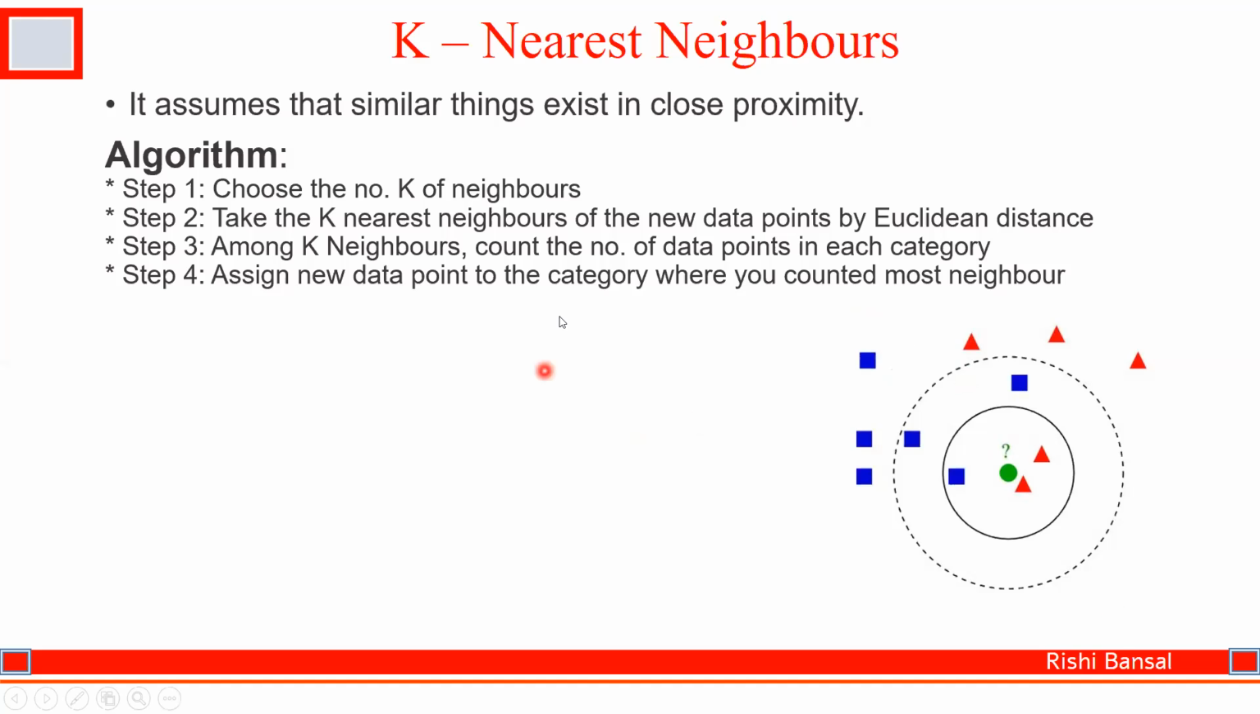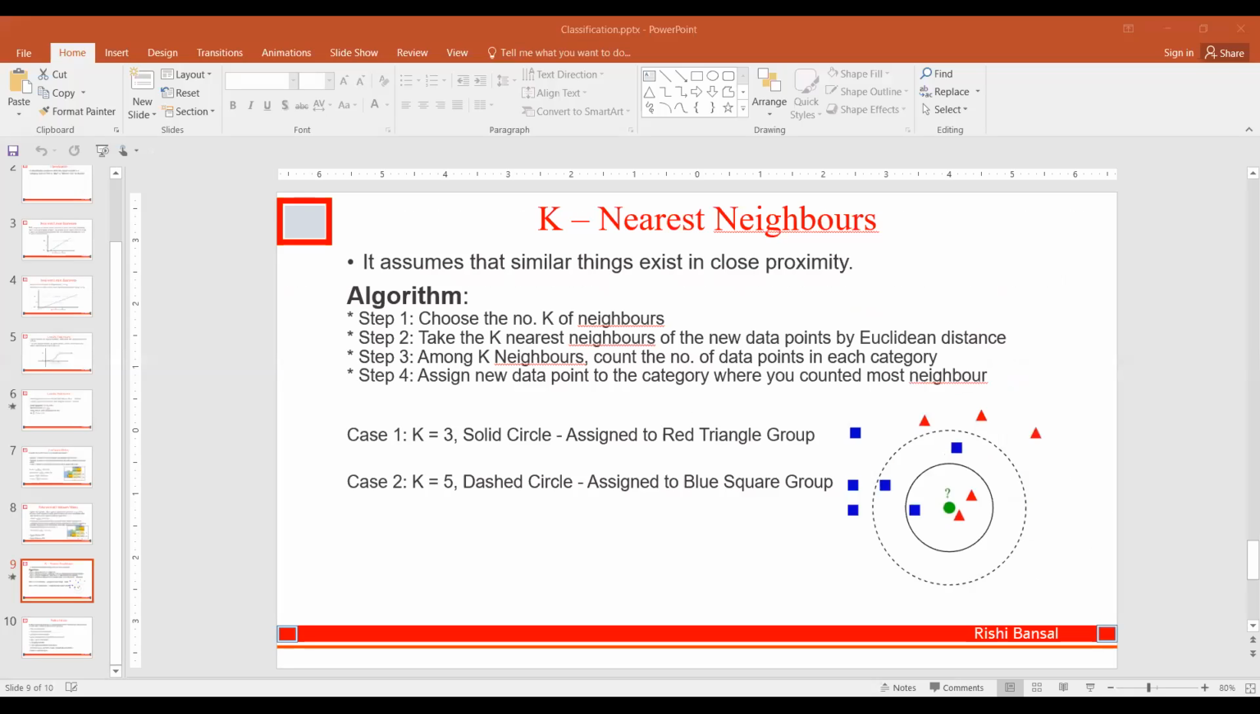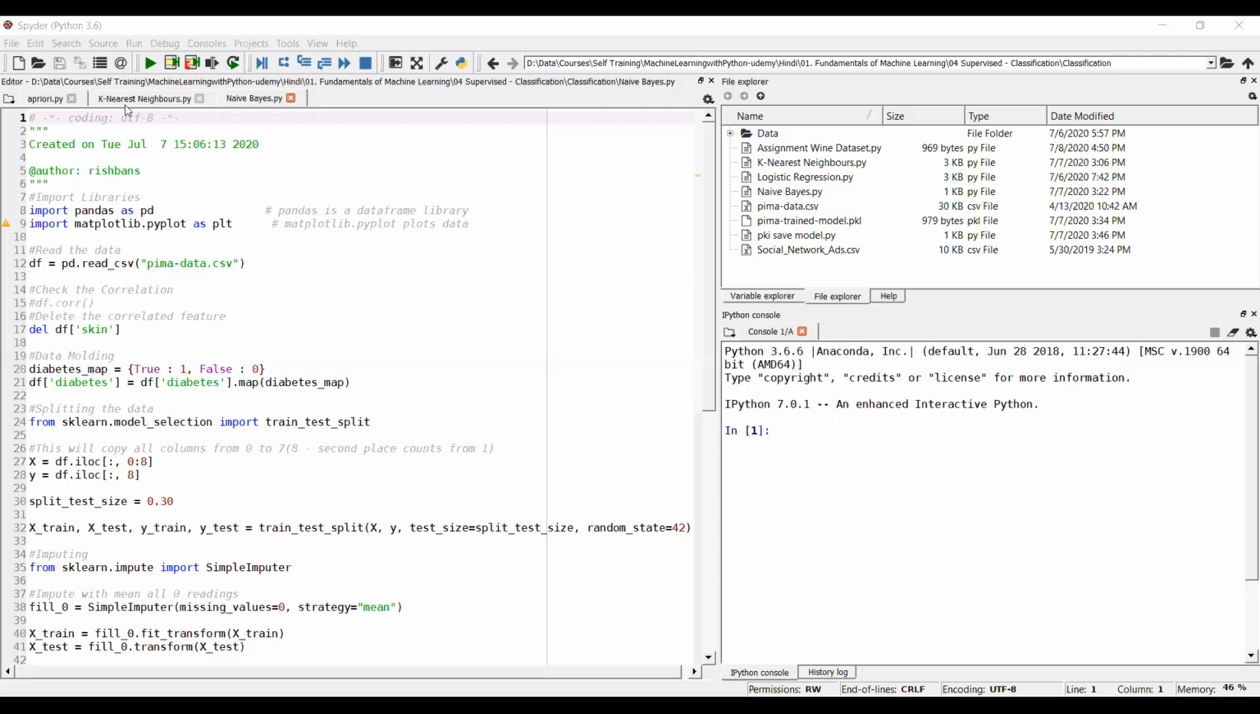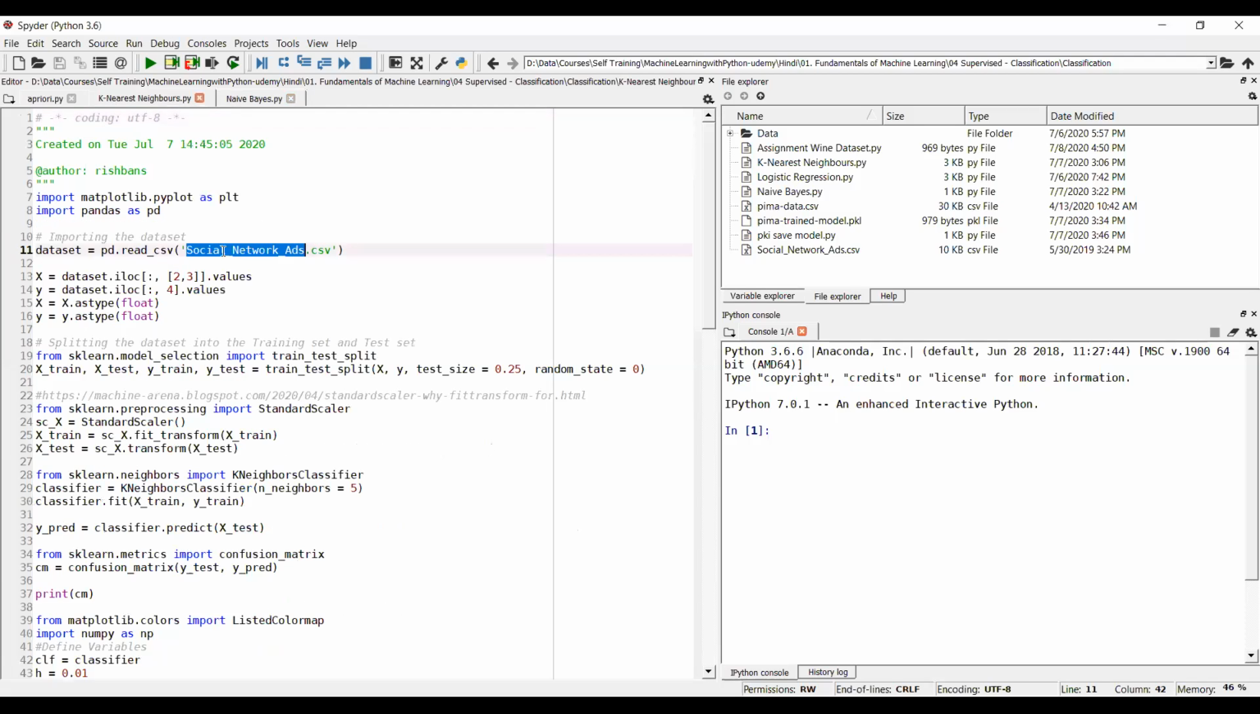No questions, Rishi. Okay, so now we'll see the coding part of it. We'll take the same social network data set, I think in logistic regression also we took this. First of all, we'll import the common libraries, matplotlib and pandas.